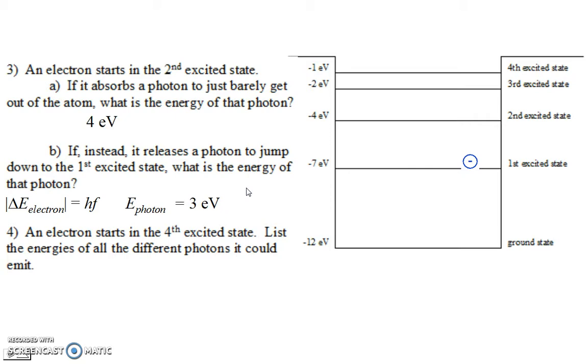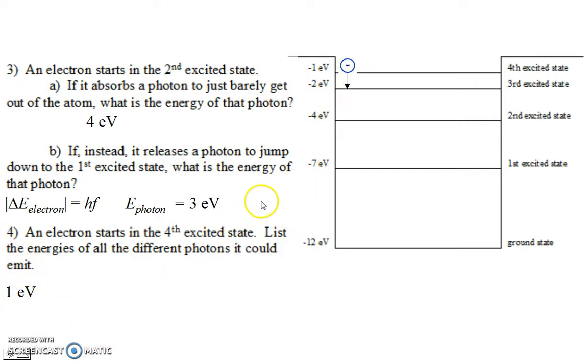All right, number 4. Electron starts in the 4th excited state. We want to list the energies of all different photons it could possibly emit. So the question is, from the 4th excited state, where could it go? Well, let's just go in order. It could jump down to the 3rd excited state. So it started at -1, and now it is -2. It clearly lost 1 electron volt, so it gives off a 1 electron volt photon. Again, thinking about the absolute value idea, it loses 1 electron volt, it loses it as a 1 electron volt photon.